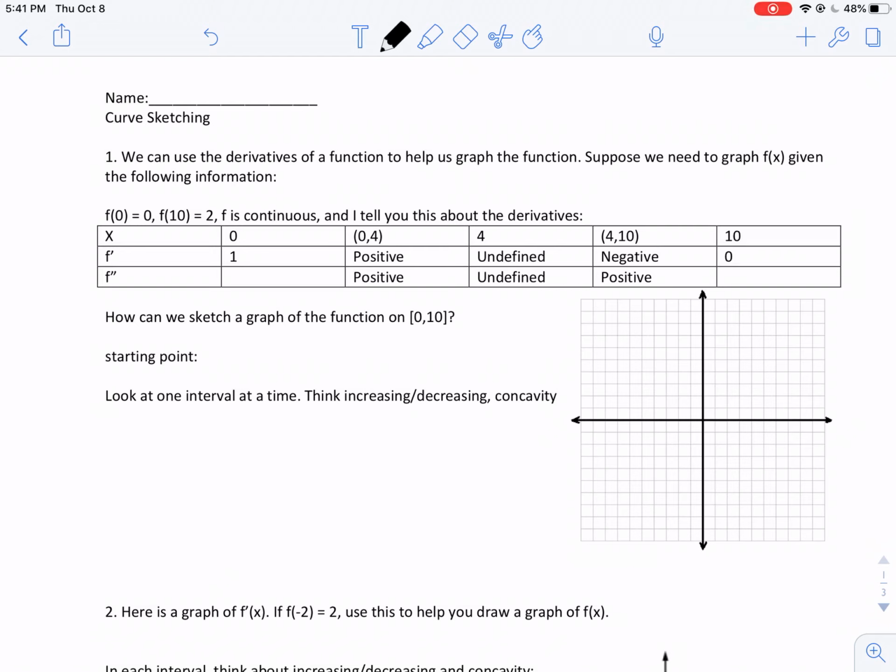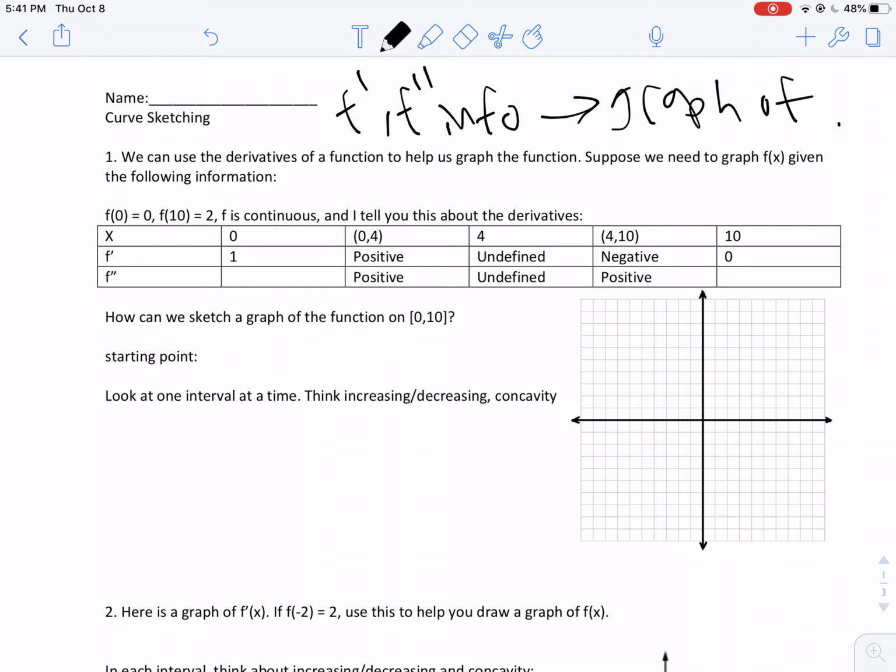All right, AP Calculus. Today we are here to talk about one last topic in this chapter, and that is curve sketching. So what we're going to do is put all our information about f double prime together to help us draw a graph of our original function. Very exciting. Okay, so I'm going to give a couple examples here, one where you have a table and one where you have a graph.